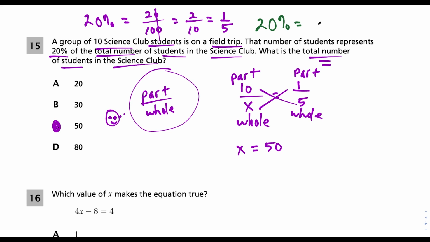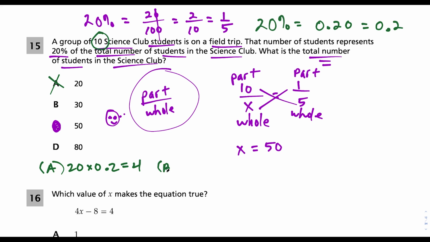So if we took 20% and wrote it as a decimal, 0.20, which I could even just say is 0.2, I can multiply every answer choice by 0.2 and see that it gives me 10. So let's say choice A, if I were to do 20 times 0.2, this would give me 4, which is not equal to 10. So that's why this is out. If I took choice B and I did 30 times 20% or 0.2, this would give me 6, which once again does not match 10, so this choice is out.